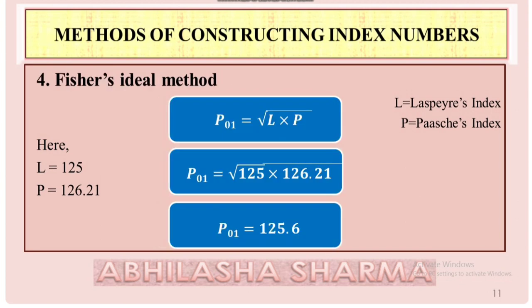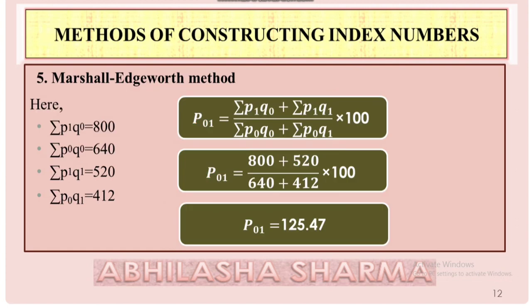Substituting the price index of Laspeyres and Paasche's in the formula of Fisher's ideal index, we will get the price index of the current year, which is 125.6. For getting price index by Marshall-Edgeworth method, we will substitute the values of sigma P1Q0, sigma P0Q0, sigma P1Q1, sigma P0Q1 in the prescribed formula. We will get price index of the current year, which is 125.47.